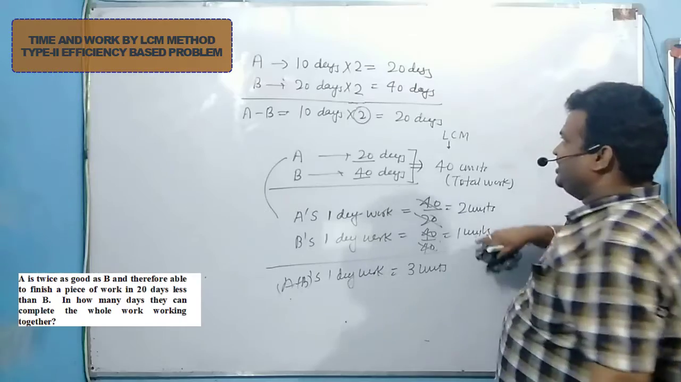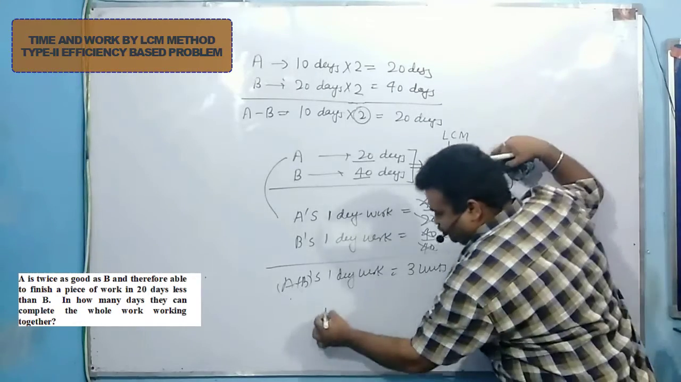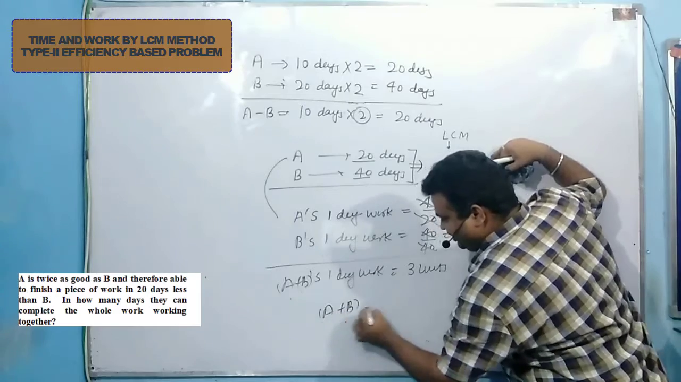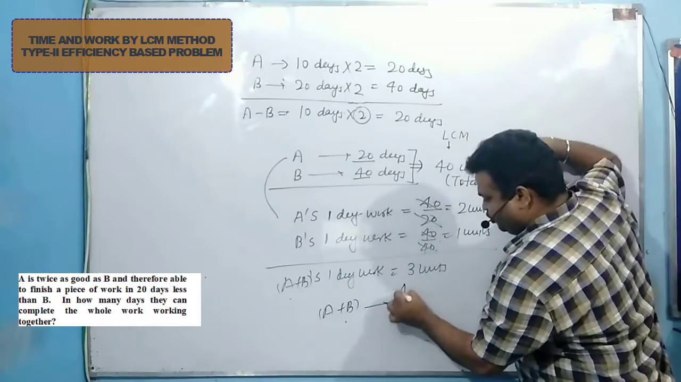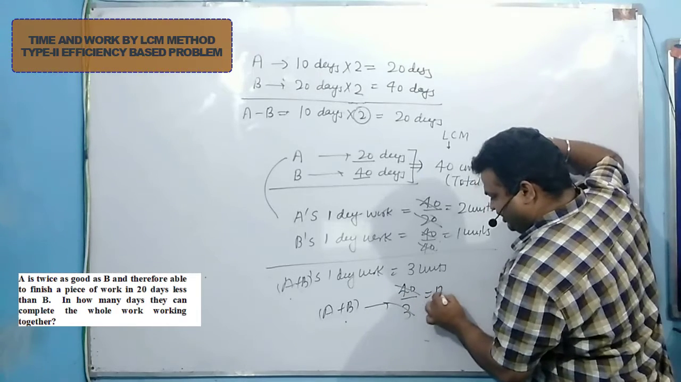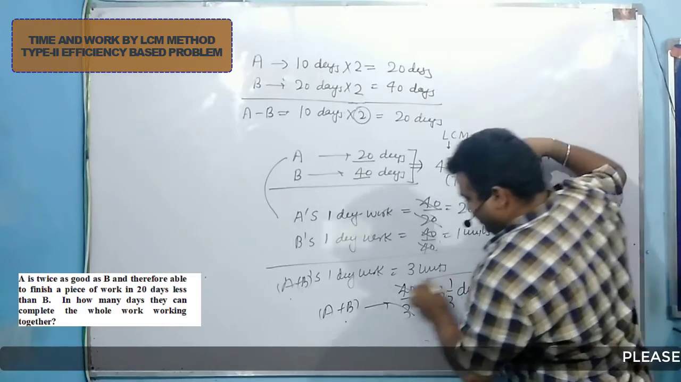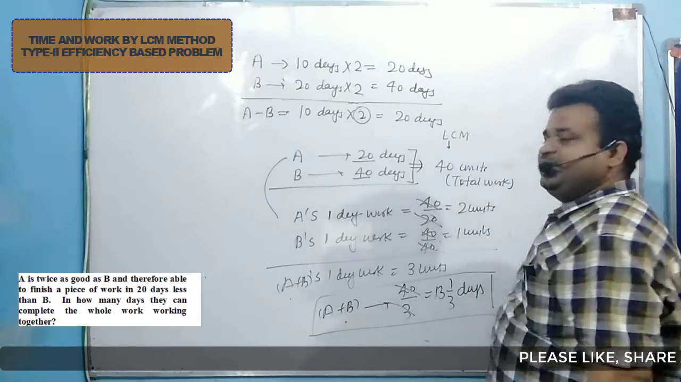तो A और B मिलकर कितना बनाते हैं? 3 यूनिट बनाते हैं. टोटल कितना कंप्लीट करना है? 40 यूनिट. So how much time do A and B together take to complete the work? 40 is my total unit, and 3 they manufacture per day. So it comes 13 1 by 3 days for A and B together to complete the entire work.